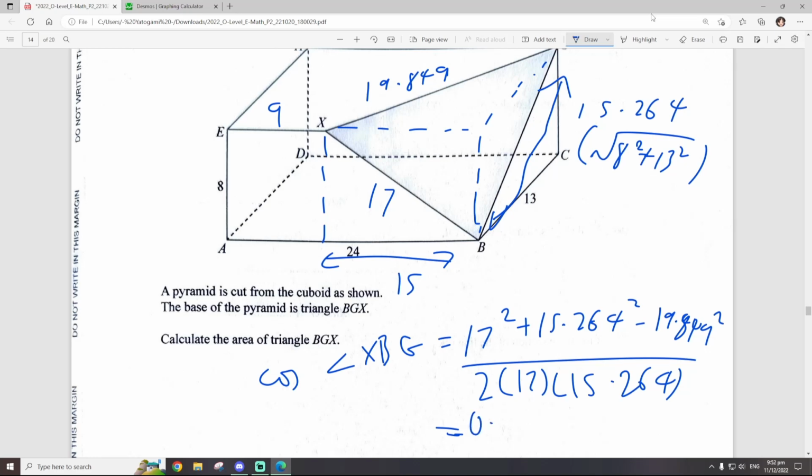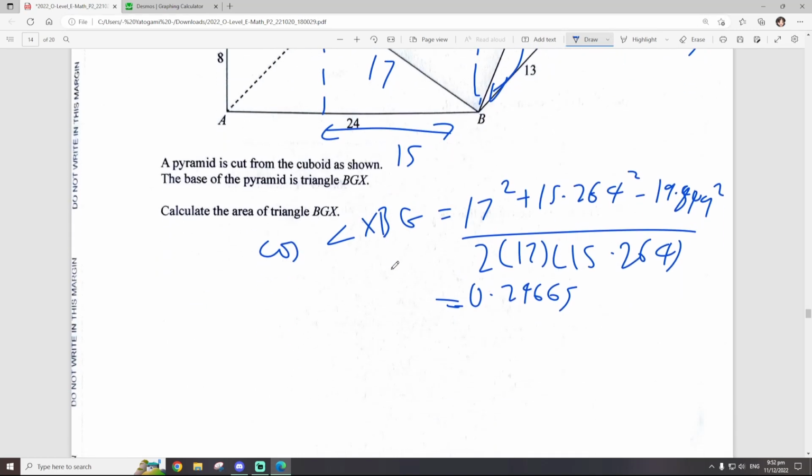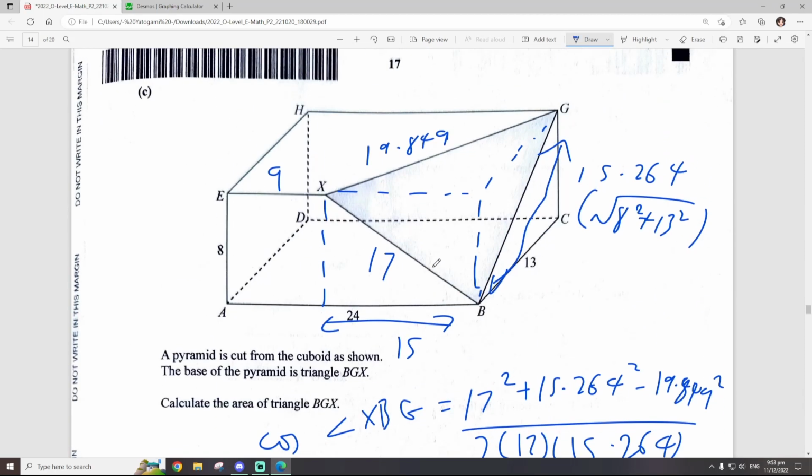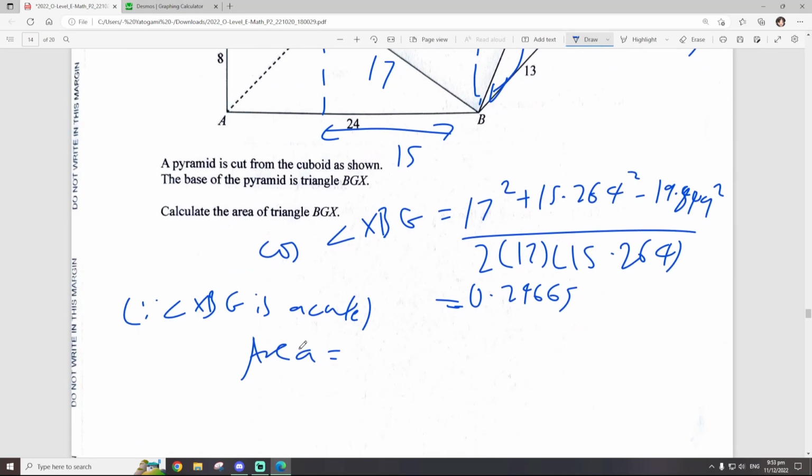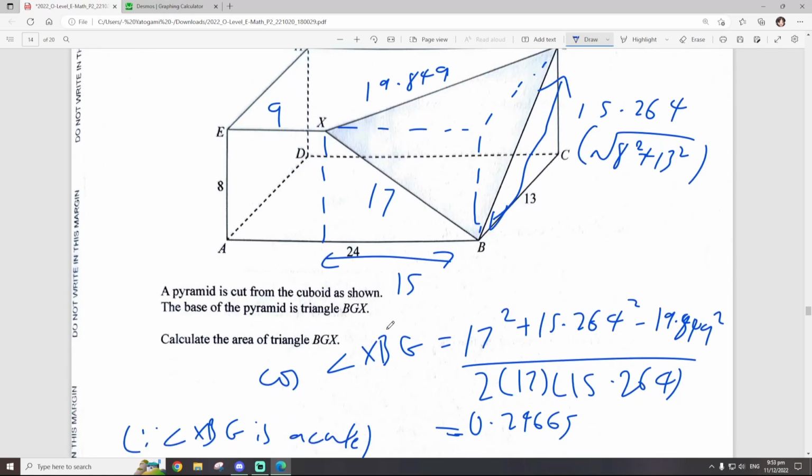You'll get 0.24665. So the area is going to be, because XBG is an acute angle, let me just write a note here. Because angle XBG is acute, and the reason why we know this is because cosine of it is positive. If it were an obtuse angle, then the cosine will be negative. Okay, so the area is just the sine of the inverse cosine of 17 times the 15.264 times half.